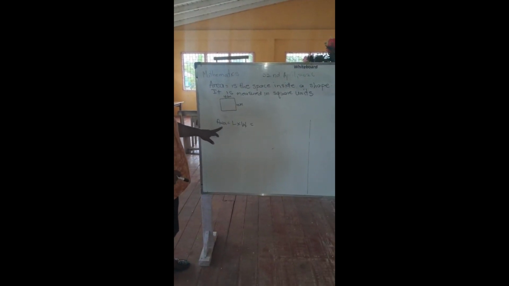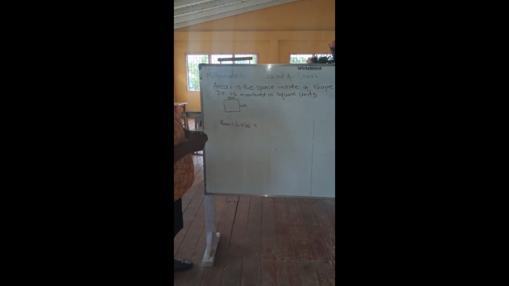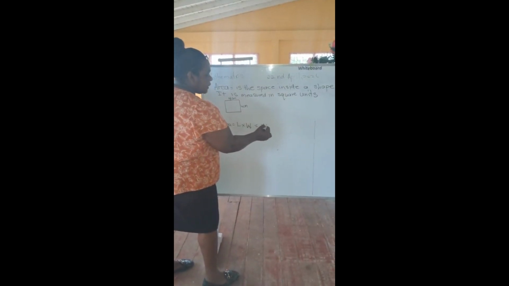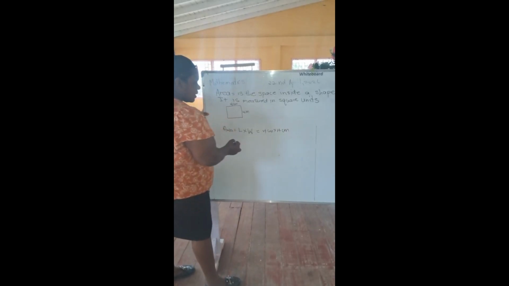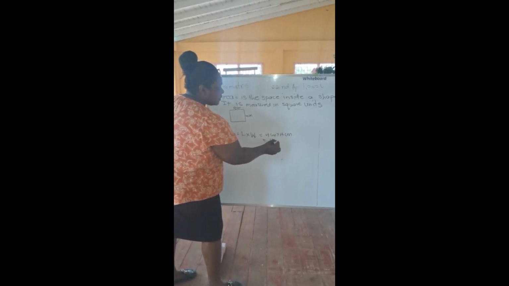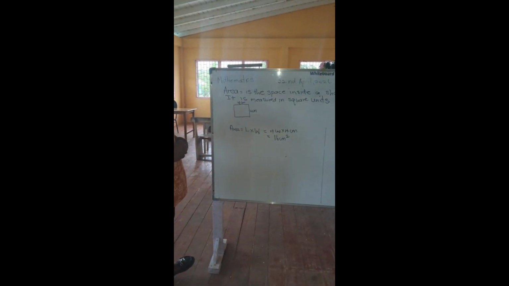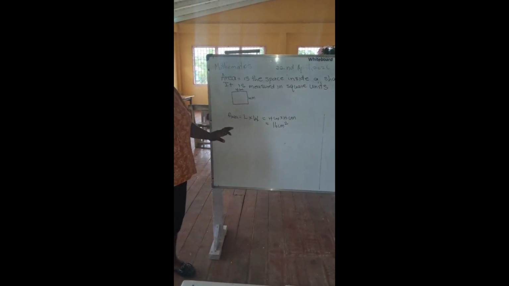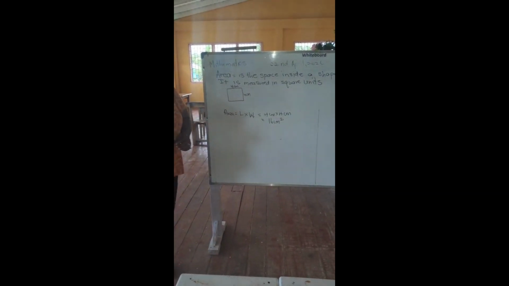So for the area, the formula says it's length times width. So the length 4 cm times 4 cm will give us 4 fours, 16 square centimeters. So we have to get 16 square centimeters. Right? So we will demonstrate that on the geoboard.